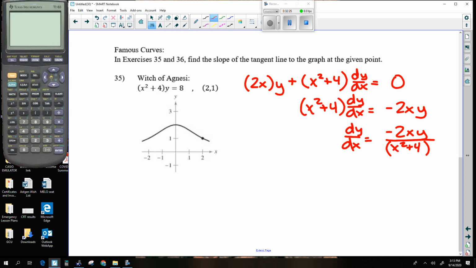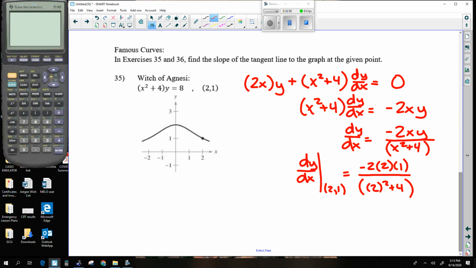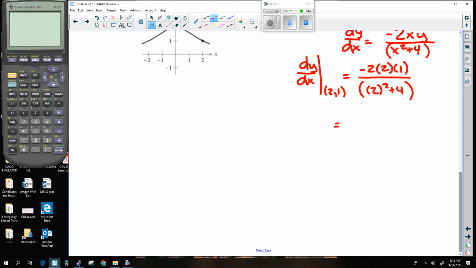So that's the slope, but they specifically want it at 2, 1. So we are going to take this derivative, evaluated at 2, 1. So this numerator is going to be negative 2, 2, 1 over 2 squared plus 4. So this is negative 4 over 4 plus 4, which is 8. It's negative 1/2.